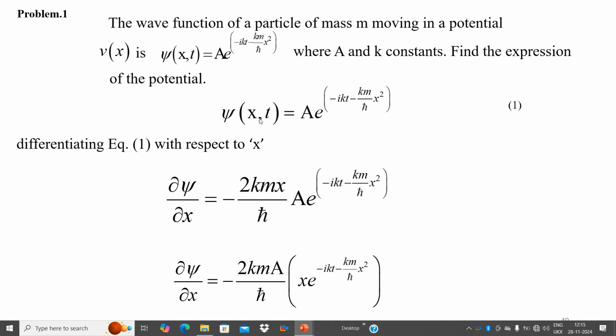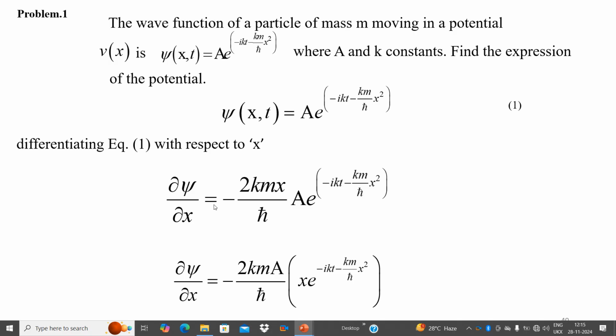So psi of x comma t is given as a e power minus i(kt minus (km/ħ)x²). We are going to use the Schrödinger wave equation, and we are going to differentiate this wave function with respect to x two times. We are going to differentiate this wave function with respect to time only once. We are going to substitute and get the expression for potential V. That's the idea.